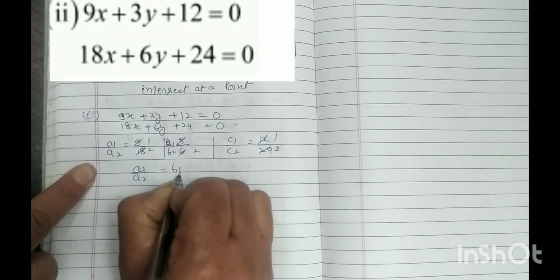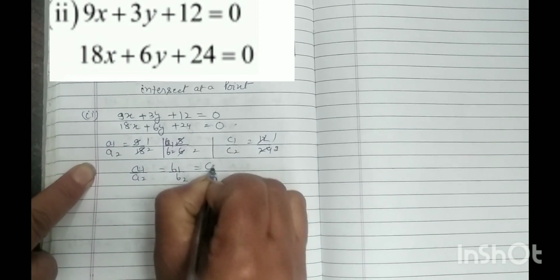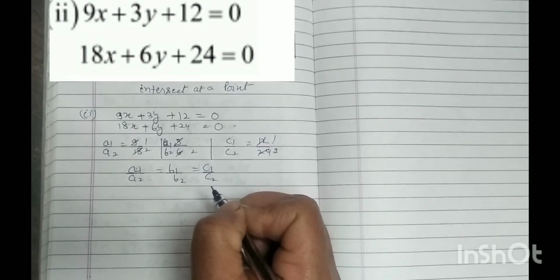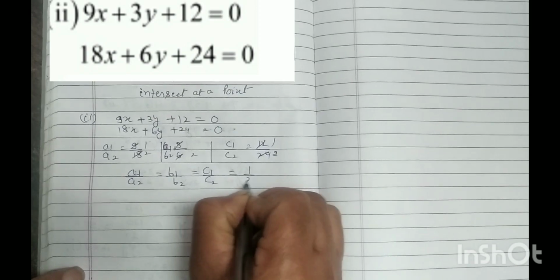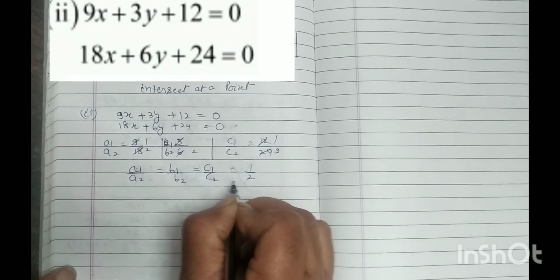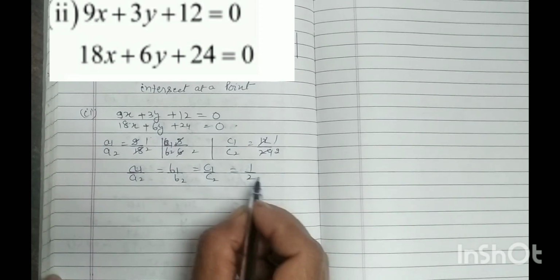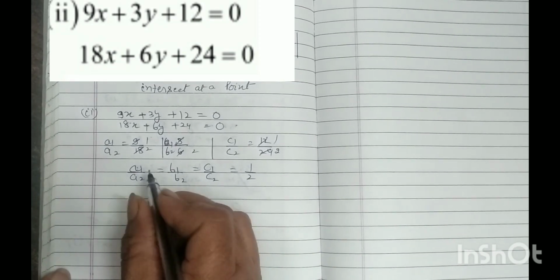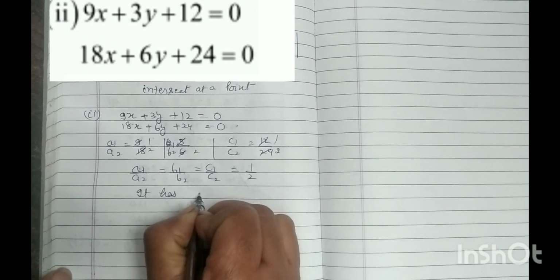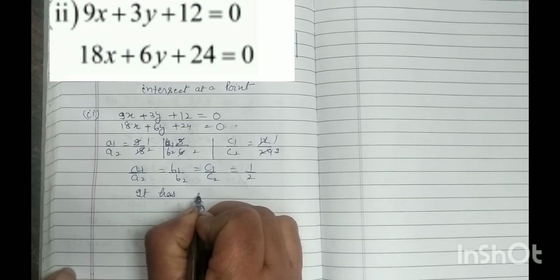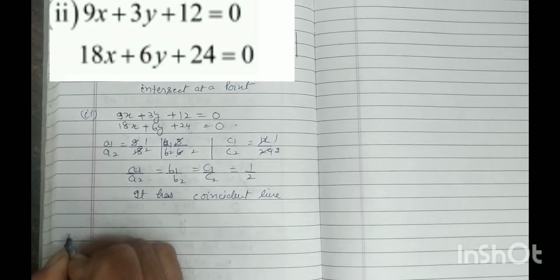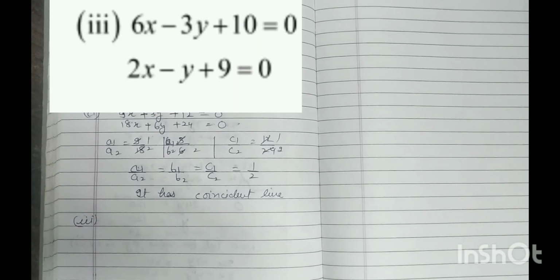A1/A2 equals B1/B2 equals C1/C2, that equals 1/2. All are equal, so it has coincident lines in a graph. Third question.